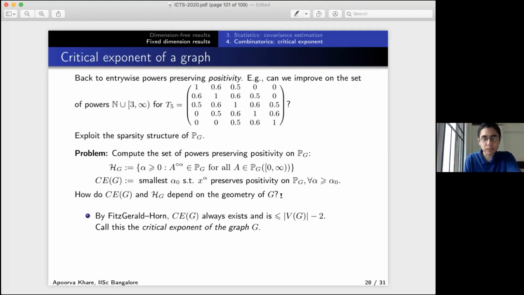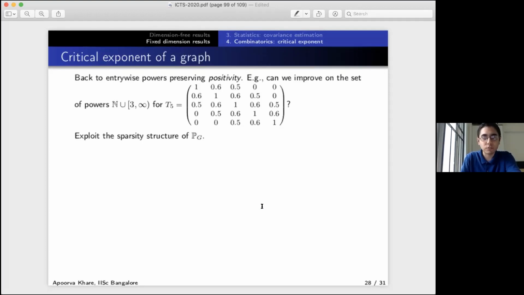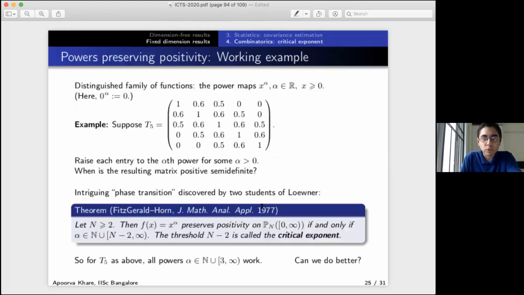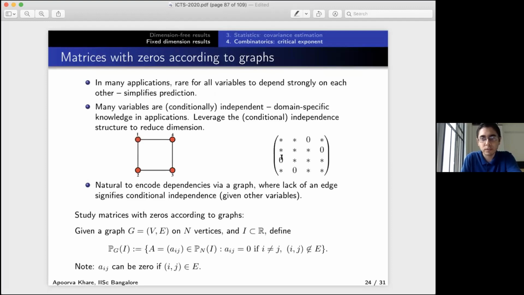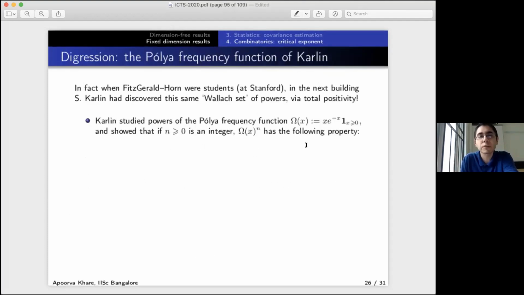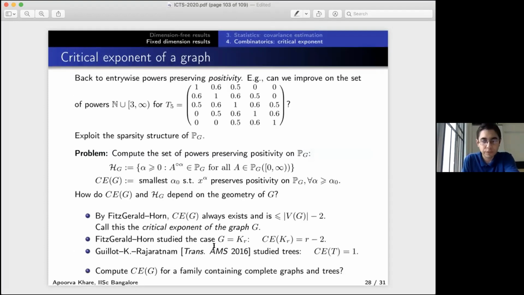Two special cases. So I should have pointed out what is, if you see here, right? FitzGerald and Hahn studied the case when you don't have any constraint zeros. They said for all n by n matrices, powers bigger than n minus 2 will work. What is the graph for which there are no constraint zeros? These are graphs where there are no missing edges, because missing edges give rise to constraint zeros. So these are precisely the complete graphs. So FitzGerald and Horn's result can be thought of as a special case of this problem for G, the complete graph. They studied the complete graph and proved that the critical exponent is n minus 2.